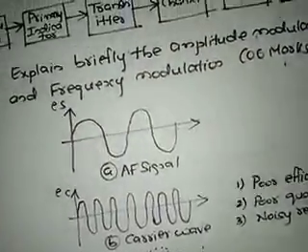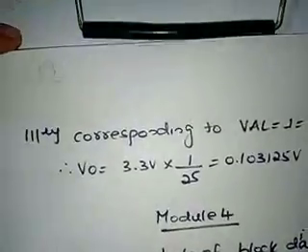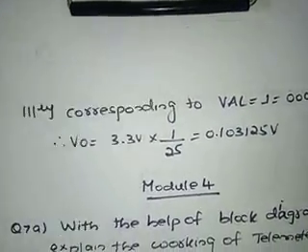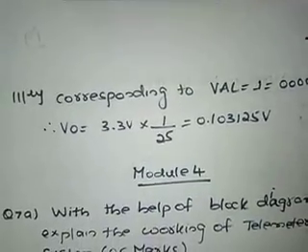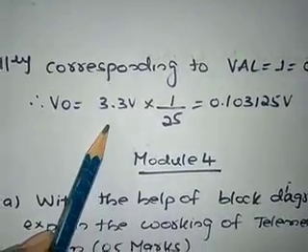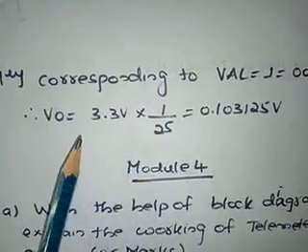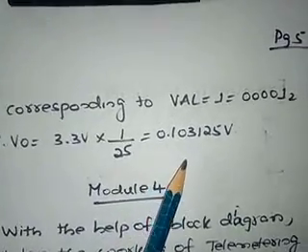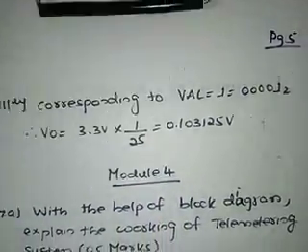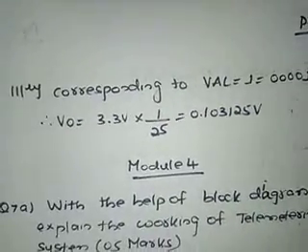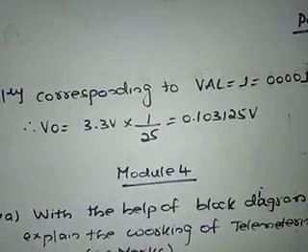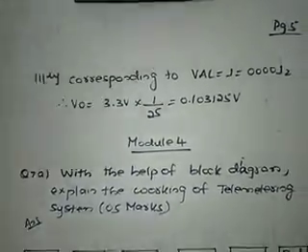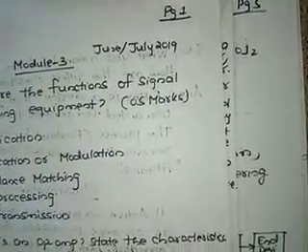Similarly, corresponding to value equal to 1, if we consider the same reference voltage, that is 3.3 volts, divided by 2 raised to n, value equal to 1. So 3.3 volt into 1 upon 2 raised to 5. That comes out to 0.103125 volts. So this is how the R2R ladder DAC is converting the digital input into analog output. Hope you are following, students, right?